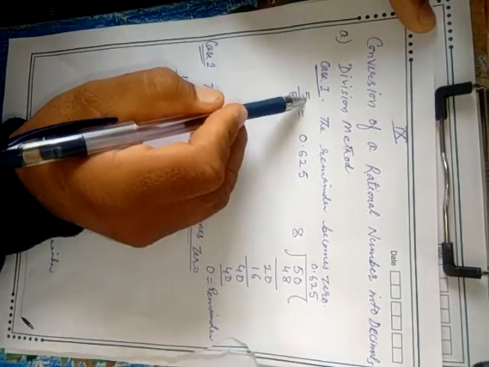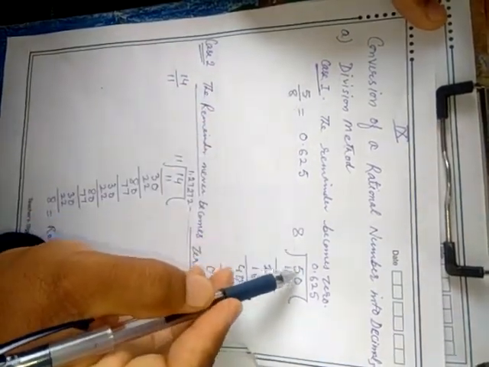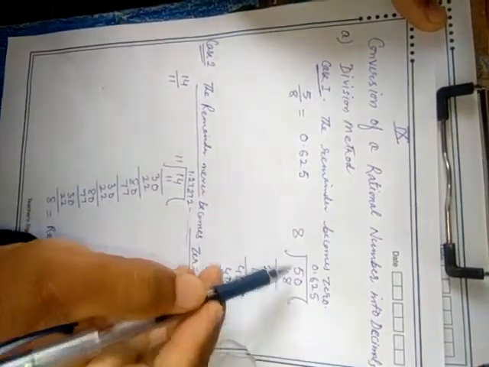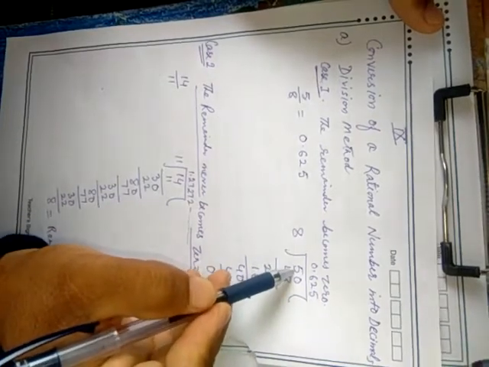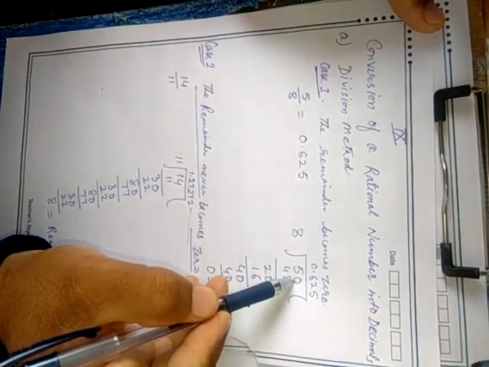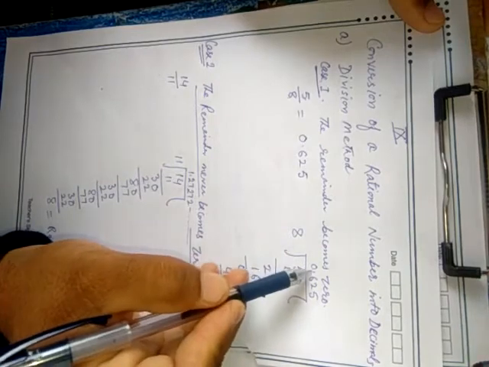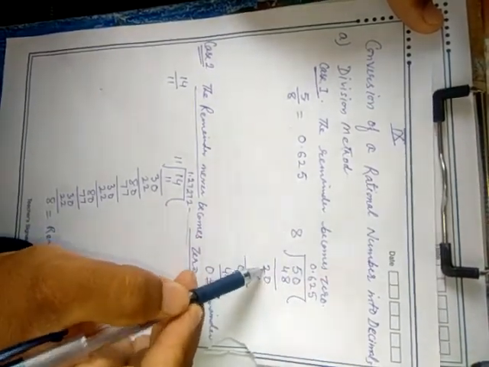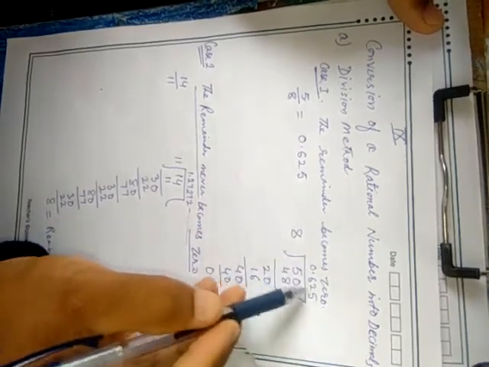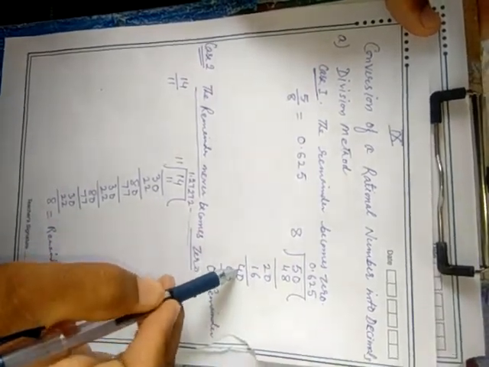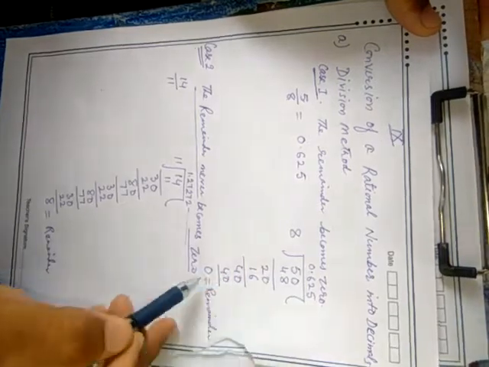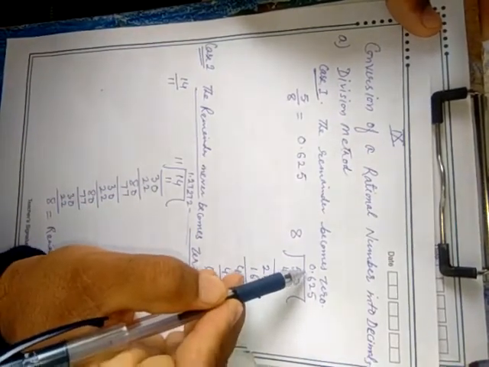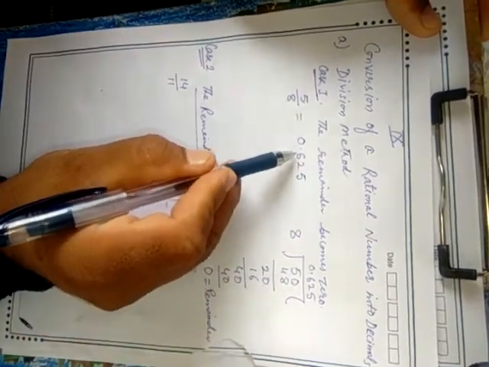Since 5 is a smaller number, let us see how this division happens. So 5 is small, so place 0 here and make a decimal in the quotient. Now 8 6s are 48 and 2 is the remainder, then again place 0, then 8 2s are 16, then 4 is the remainder and again place 0 here, and 8 5s are 40. Ultimately your remainder comes out to be 0 and your quotient comes out to be 0.625.